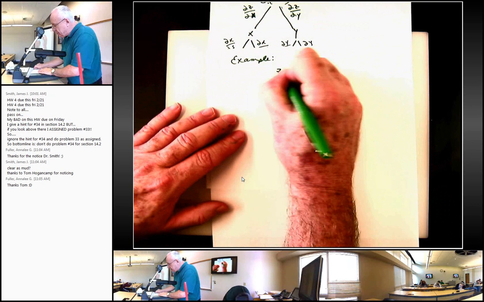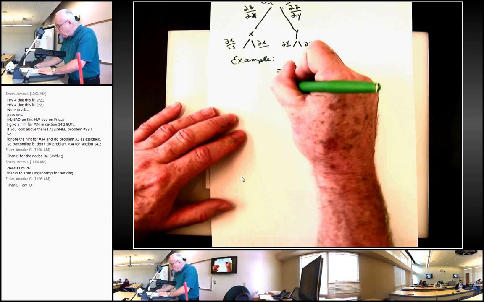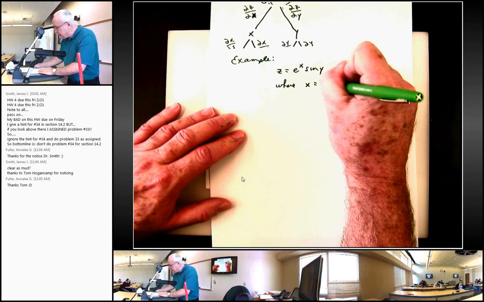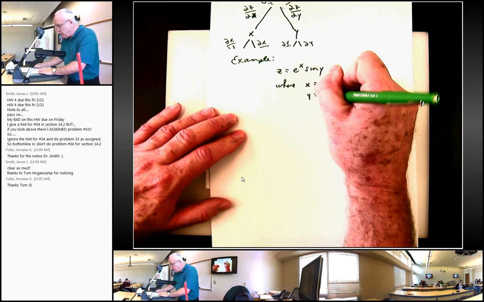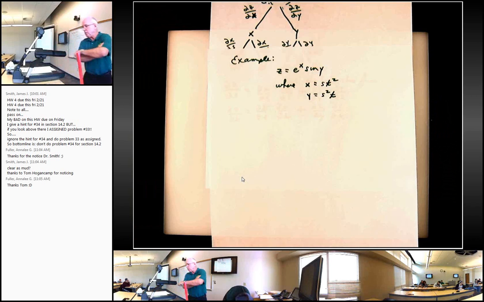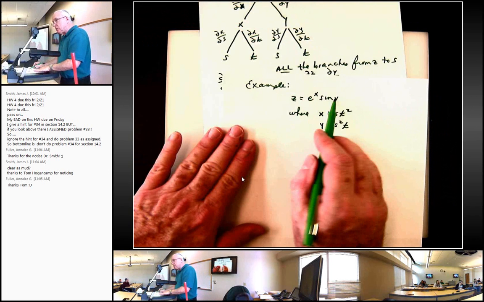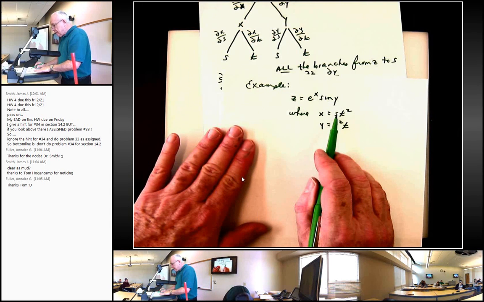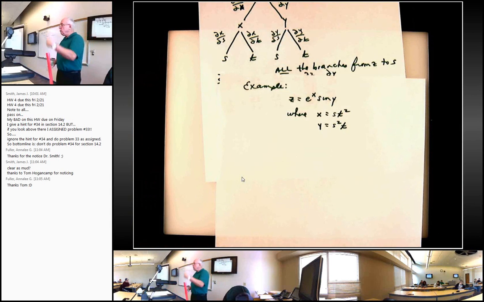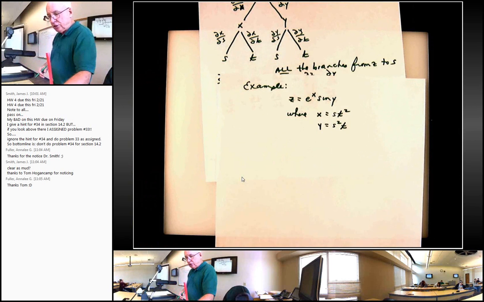Let's say z is equal to e to the x times the sine of y, where x is equal to s t squared, y is equal to s squared t. All right. So we see here that z is a function of x and y, x is a function of s and t, y is a function of s and t. So from there, you just draw the tree diagram that I had just put on the previous page.